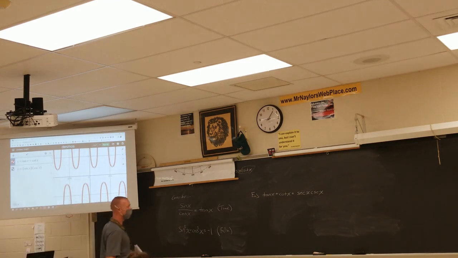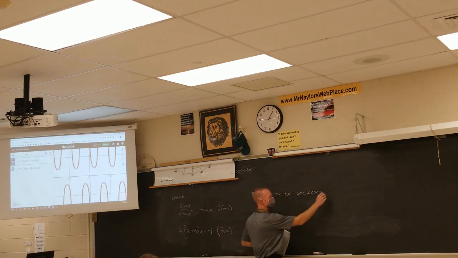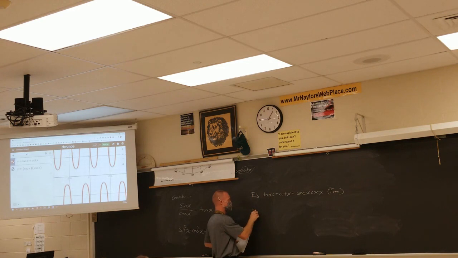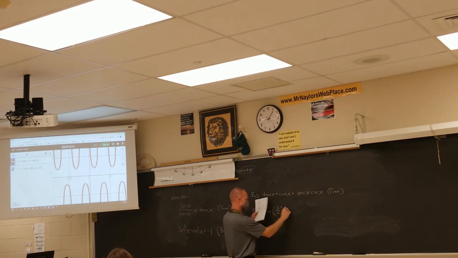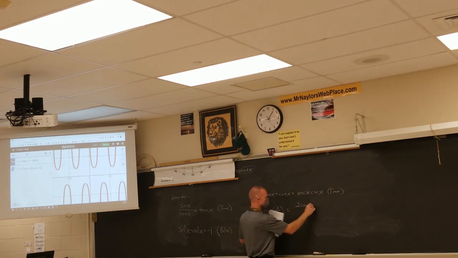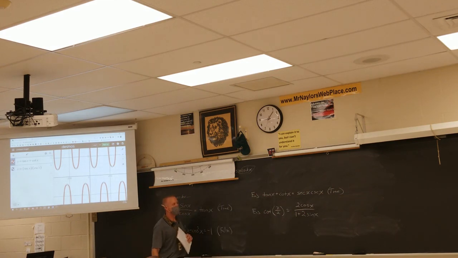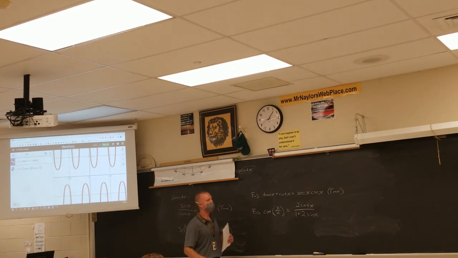I want to do one more. I know that we're kind of approaching the end here, but I want you to see something just a little fancier. Cotangent of x over 2 equals 2 cosine all over 1 plus 2 sine. What the heck is that?